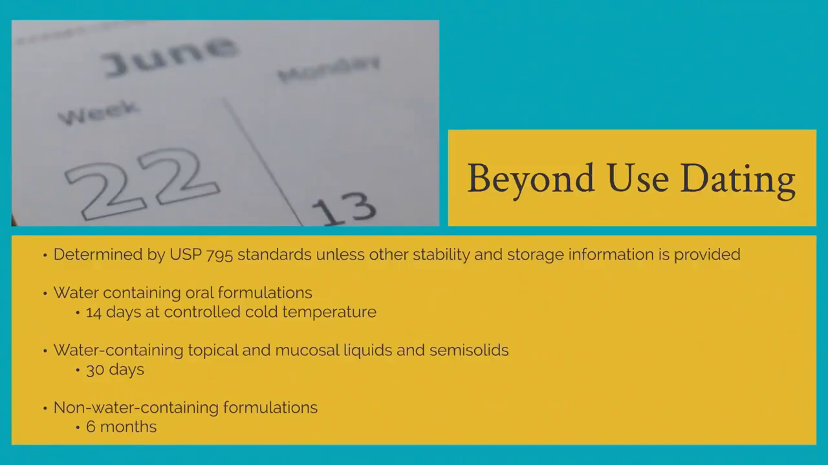Similar to sterile compounding, non-sterile compounds have beyond use dates assigned to them as well. They're determined by USP 795 standards unless other stability and storage information is provided. So you have water-containing oral formulations, which are good for 14 days at controlled cold temperature. Then you have water-containing topical and mucosal liquids and semisolids. Those are going to be good for 30 days. And then finally, non-water-containing formulations are going to be good for 6 months.